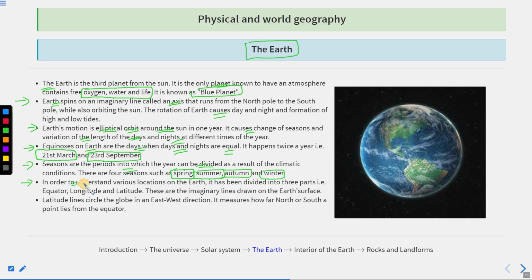In order to understand various locations on the earth, it has been divided into 3 parts: equator, longitude, and latitude. The equator is the middle line, and the latitudes are the lines that run horizontally. Latitude lines circle the globe in an east-west direction and measure how far north or south a point lies from the equator. This is the equator. Okay. So, how much north, how much south.